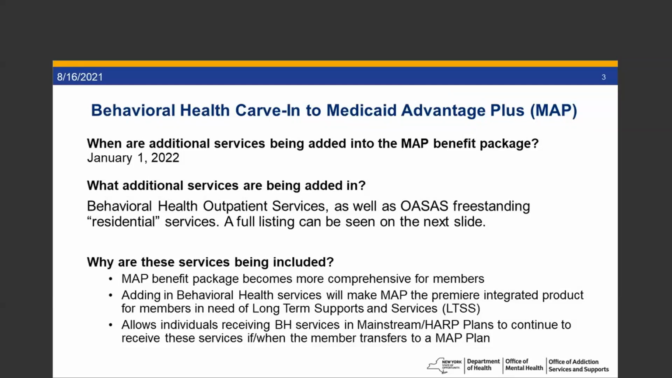These services are really being included because we want to create a more comprehensive benefit package for MAP members. And we do believe that adding behavioral health will make this a more well-rounded benefit package. And really the MAP product will be the premier product for members that are in need of long-term services and supports. Additionally, as folks are aging out of HARPS and mainstream, it allows them to receive the services through managed care that they were receiving previously. So it creates a very smooth transition when the member transitions to a MAP plan.